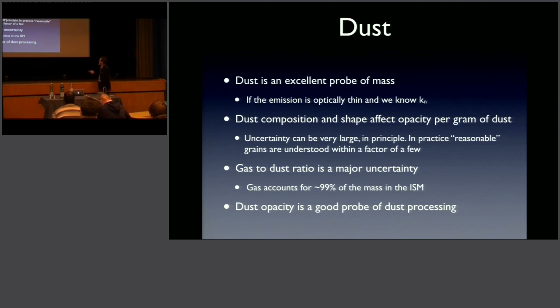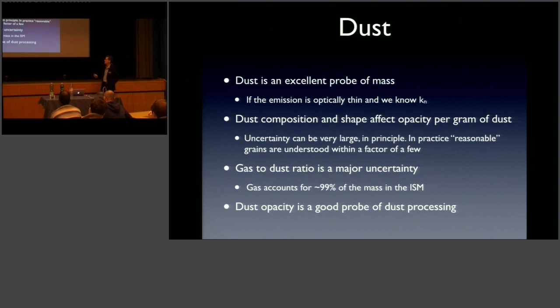Dust composition and shape affect the opacity per gram of dust. So the uncertainty in principle can be very large, but in practice for all reasonable grain compositions and shapes, this is relatively well understood within a factor of a few. So we don't think the absolute value of the dust opacity per gram of dust is way off.